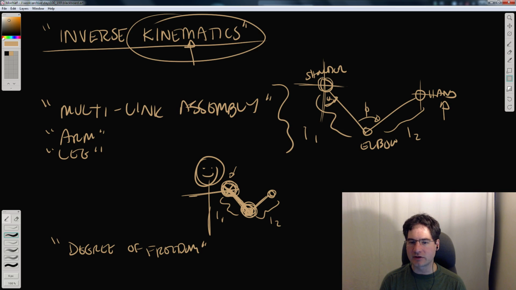So all I have to do is start at the shoulder, take this angle, walk out along it until I go this distance, and I get to the elbow. I then again rotate my direction using this angle, and then I walk out this length here until I get to the hand, and then I know the hand's position. That process of figuring out where something is based on an initial location and a series of parameters that describe the assembly, that is kinematics.